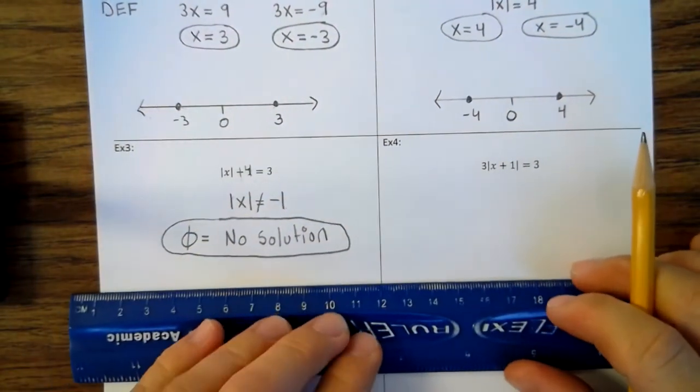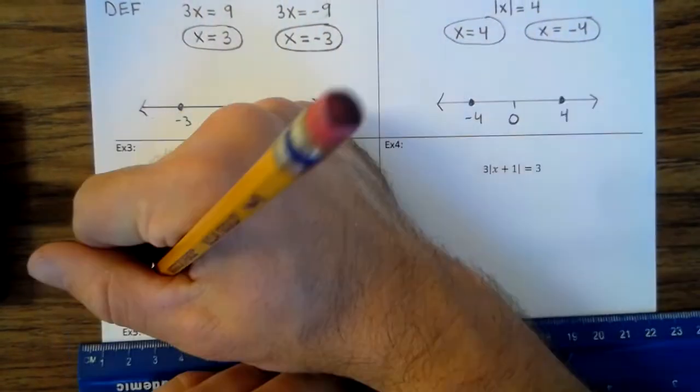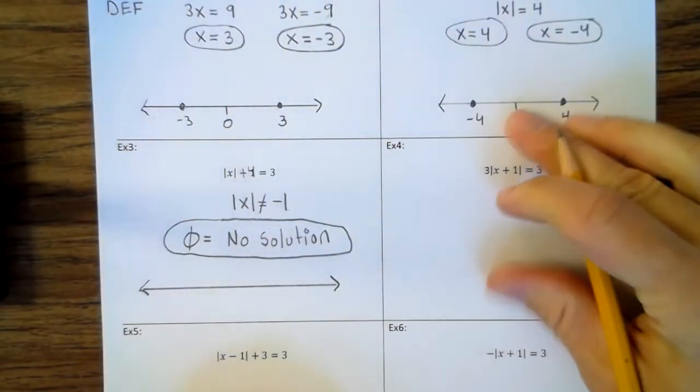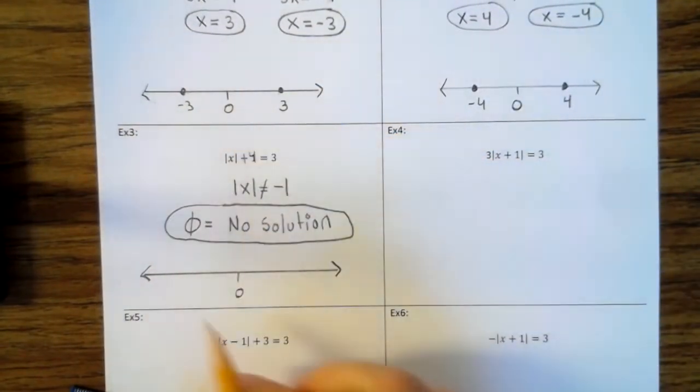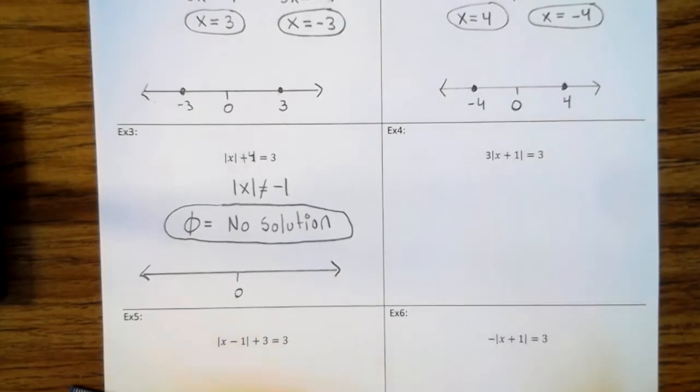So your solution looks like that. There's no point on the number line, so no solution.